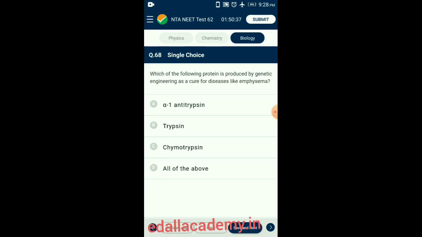Alpha 1 antitrypsin deficiency, that is, alpha 1, is a genetic inherited condition. It is passed from parents to their children through their genes. Alpha 1 may result in serious lung disease in adults or liver disease at any age. Alpha 1 is the most common known genetic risk factor for emphysema. Alpha 1 antitrypsin can be produced by genetic engineering as a cure for diseases like emphysema. So the answer is option A, alpha 1 antitrypsin.